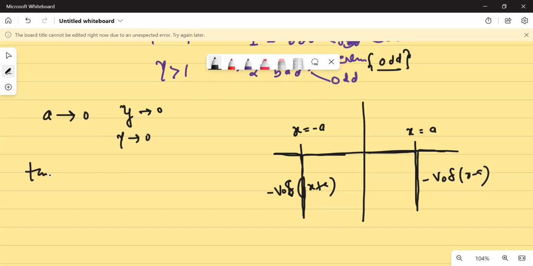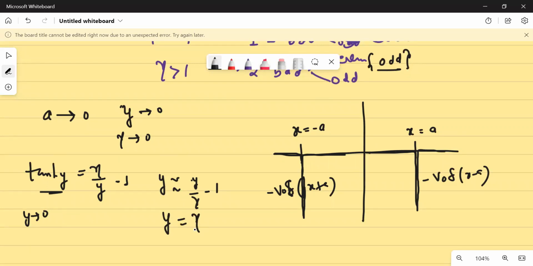So your equation tanh y is equal to what? Gamma upon y minus 1. This, for even states, would converge to y upon gamma. So as y tends to 0, you can approximate your tanh as simply y. Is that clear? So you'll find that your y should be equal to gamma, only for even states I'm saying. Okay. So as a tends to 0, how?